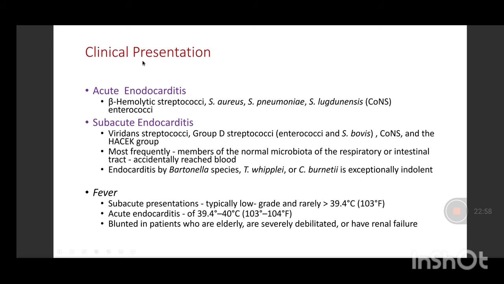Now coming to the clinical presentation. As we discussed, acute endocarditis is commonly caused by the common pathogens causing bacteremias, which include beta hemolytic streptococci, Staph aureus, Streptococcus pneumoniae, and so on. Whereas subacute endocarditis is generally caused by the patient's own flora, the normal microbiota of the oral mucosa, respiratory mucosa or intestinal tract, accidentally reaching the blood.